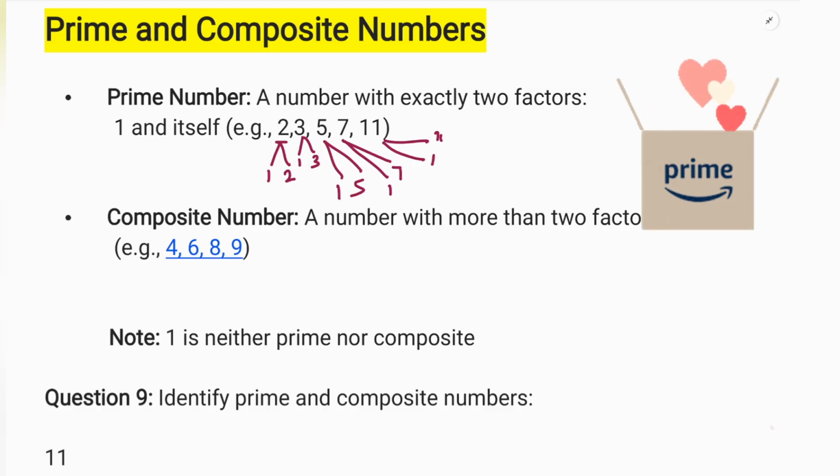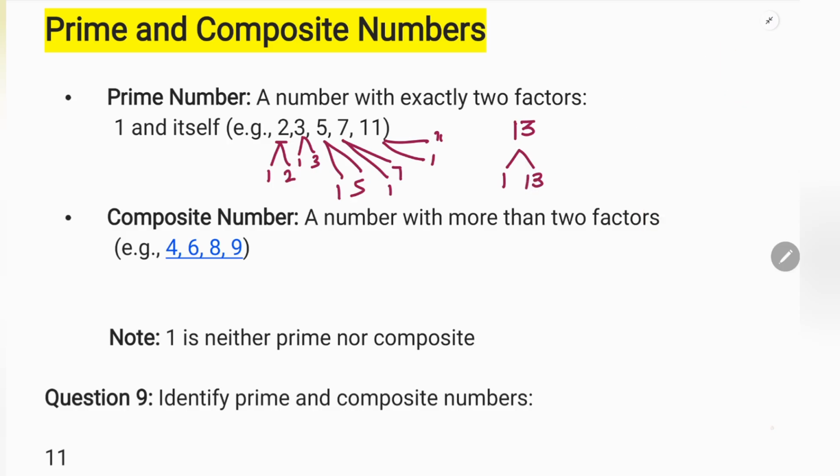Like if I say 13, 13 has only two factors. No other number is dividing 13. So 13 is a prime number. So can you pause the video and write the prime numbers up to 50? Okay. And then what are composite numbers?